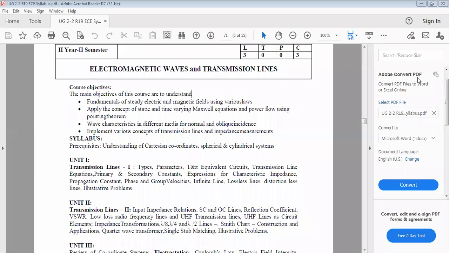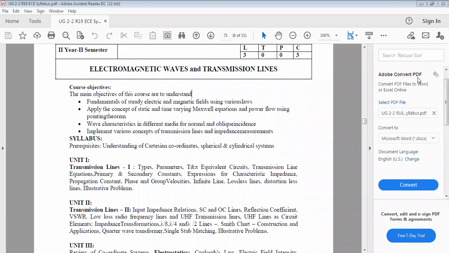Transmission lines one. This transmission lines one always gives the fundamentals of transmission lines. See here, types. What is meant by types here? And what are the different types of transmission lines that exist? In practice, what we see and which types of transmission lines exist.